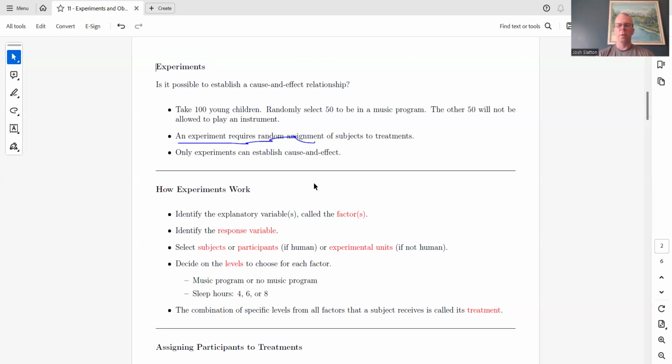So the first thing we need to do is identify explanatory variables. We're going to call these factors. When we talked about scatter plots, the explanatory variable was the x variable. It's the one you're using to make a prediction on the other variable.